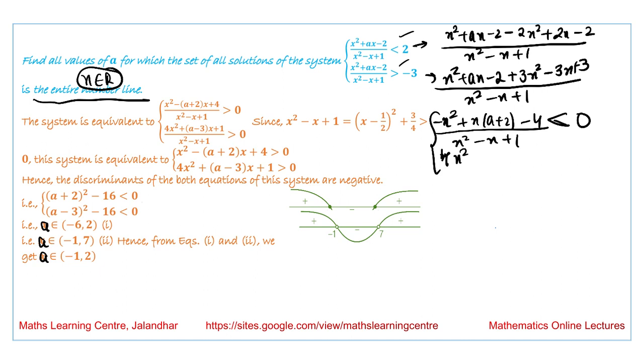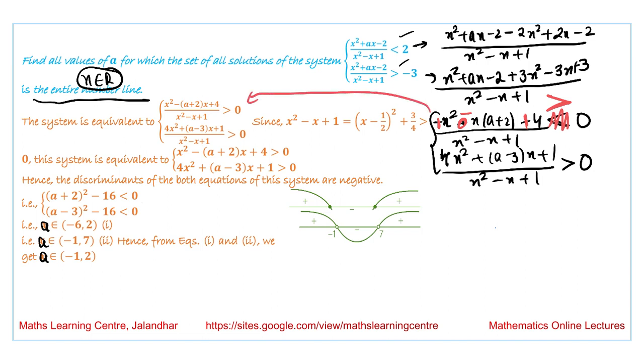4x square, then next it is plus (a minus 3)x plus 1 over x square minus x plus 1, this is greater than 0. So, if we take the negative sign common over here, we multiply this with the negative sign, we obtain this is negative, this is positive, and this inequality sign will change and this will become greater than. So, this is written over here, that we are obtaining these equations in this form.